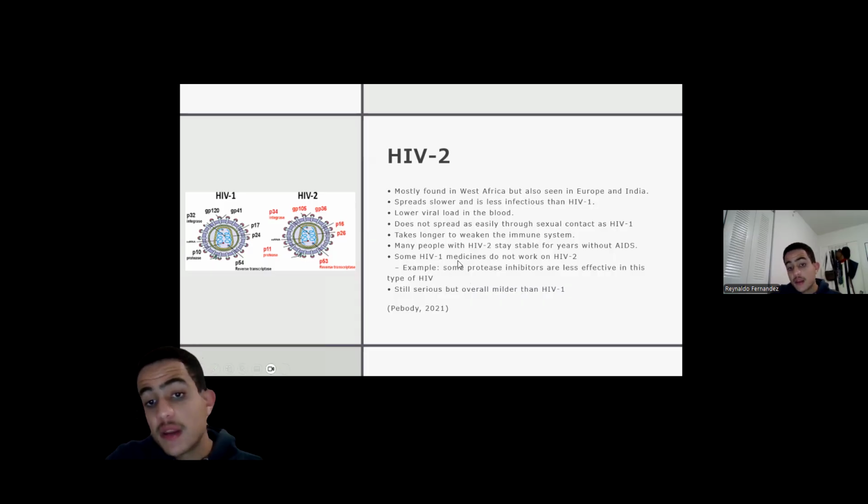An example of why medicines do not work is because protease inhibitors are less effective in this type of HIV. For example, a protease inhibitor that targets P32 will only target P32 proteins, but since only that is found in HIV-1, it will only work in HIV-1. It will not work in HIV-2 because the integrase or protease of HIV-2 is made of P34, not P32, the one that is specifically being targeted. But overall, HIV-2 infection is still serious, but it's overall milder than HIV-1.